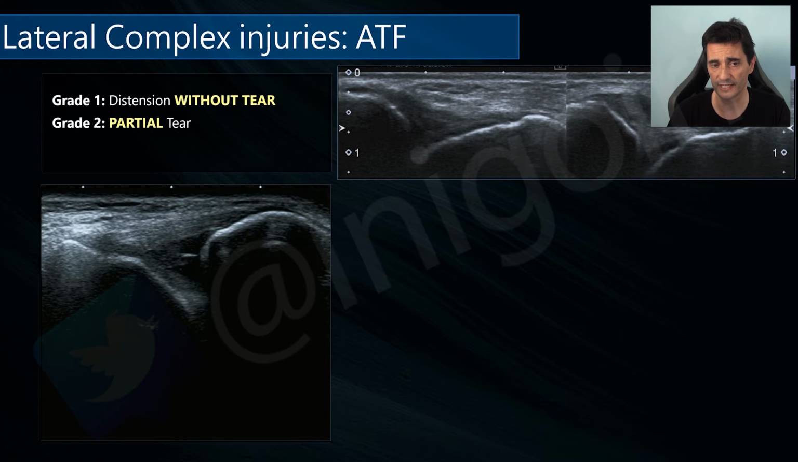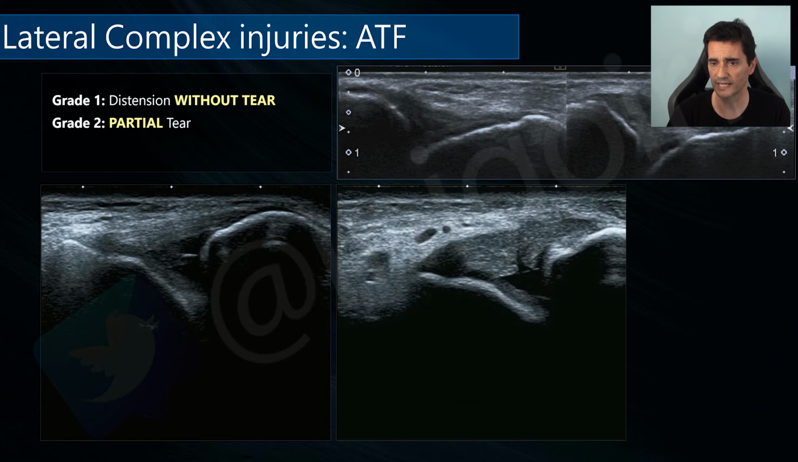Second grade is a partial tear. This is the normal side again with the fibular pattern of the anterior talofibular ligament, and on the other side you can notice this thickening of the ligament, and you can notice this partial tear with the joint liquid getting inside the ligament.